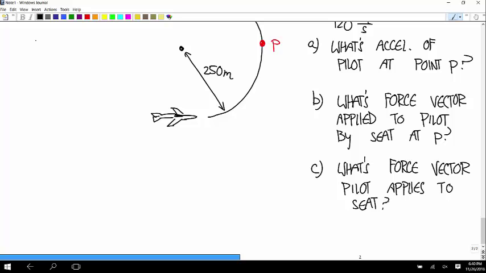But why would you want to figure out the force vector the pilot applies to the seat? Well, for example, as you're doing the engineering of designing the cockpit, that's the kind of calculation you'd want to do to make sure you were building your seat strongly enough that it's not going to break under the kind of forces you're applying to it. So these are pretty reasonable engineering questions to ask as you're thinking about the use of this plane.